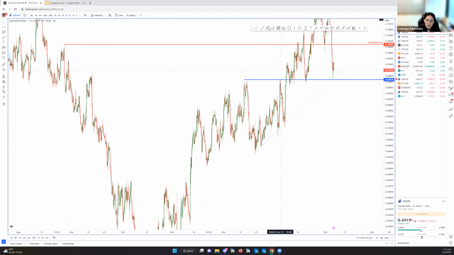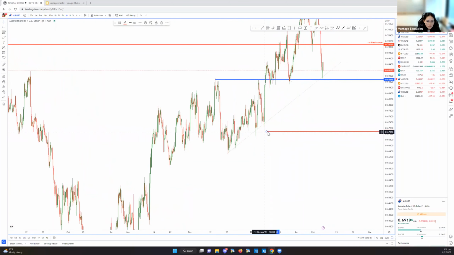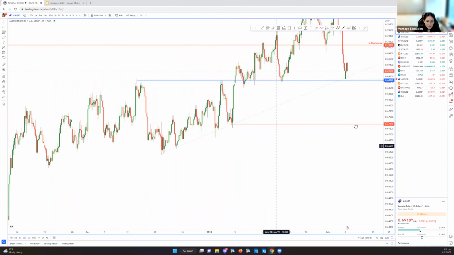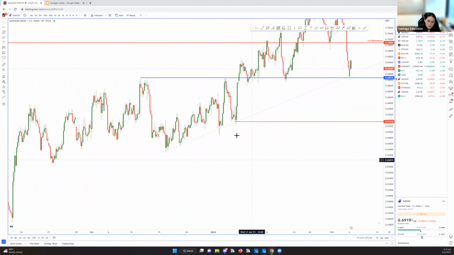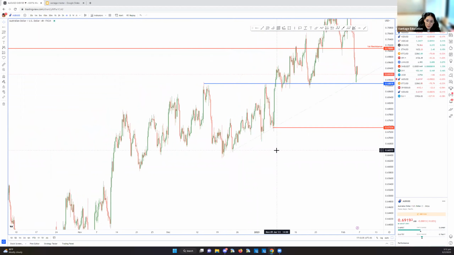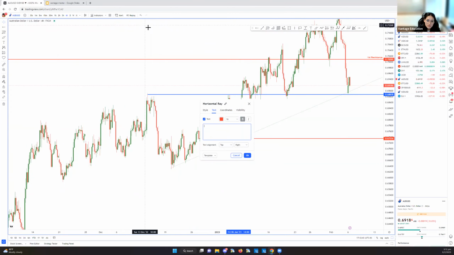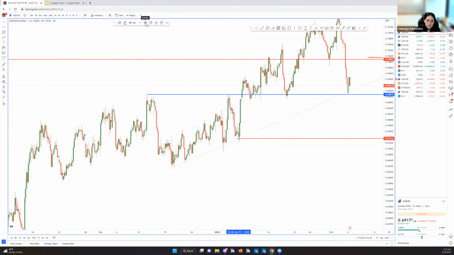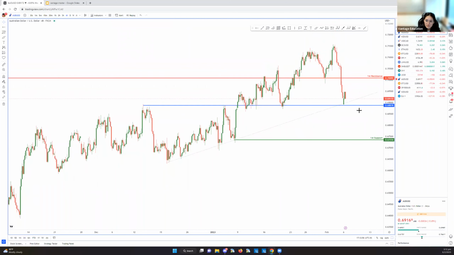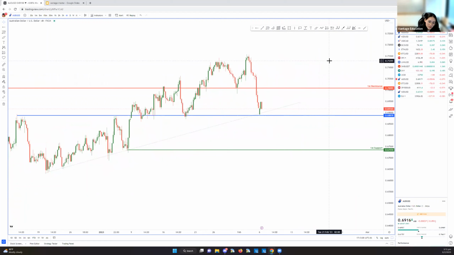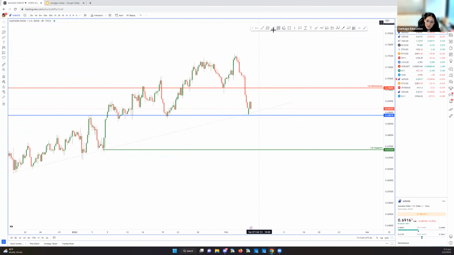Now I'm going to be looking for a support level. Okay, there aren't really any significant support levels that we can use, so I'm going to be using our most recent swing low over here. Now that we have our support levels and our general trend of price, let's pull out some Fibonacci levels.